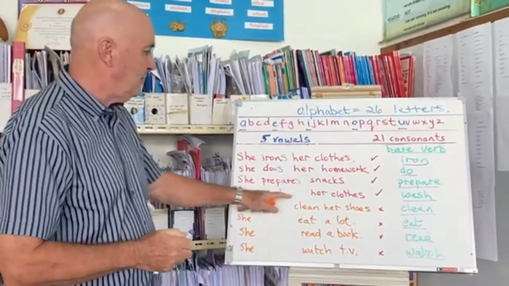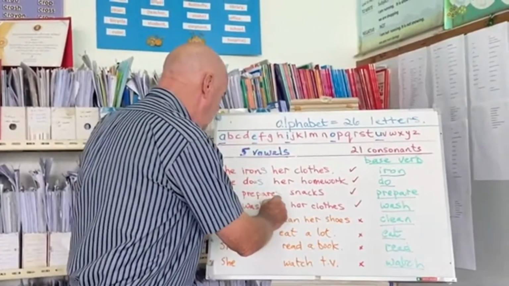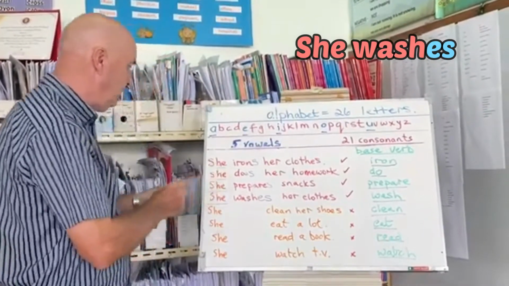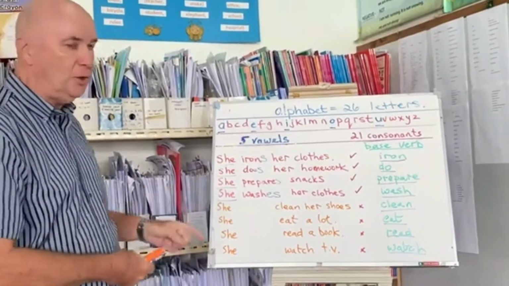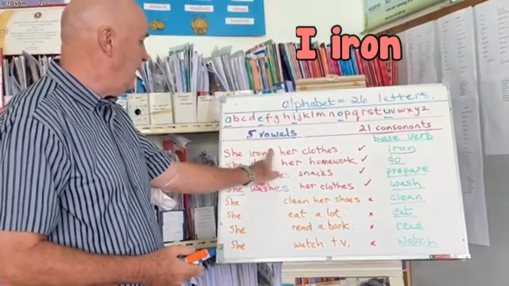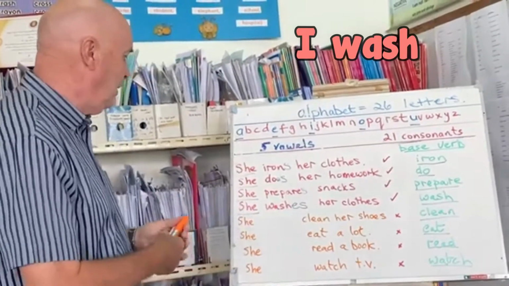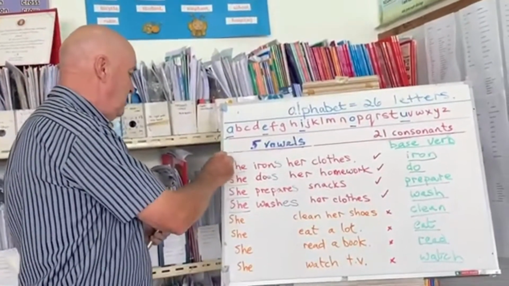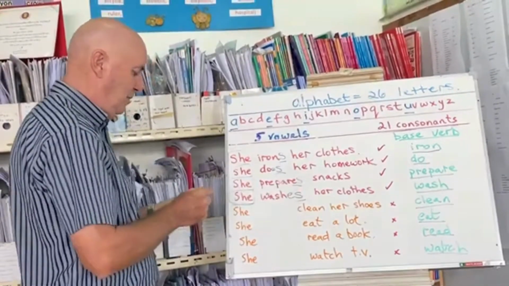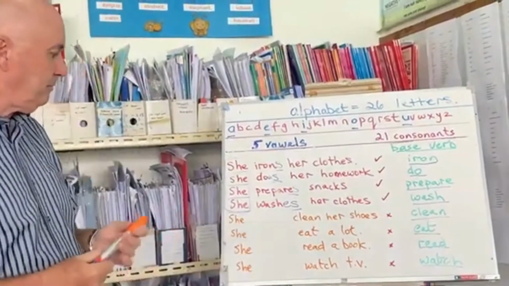And this one, number 4, our base verb is wash, so we have to change wash to washes because the subject is she. If the subject is I, or you, or we or they, it would be I iron, I do, I prepare, I wash. But because our subject is he or she, then we have to change our base verb. Okay? Now here, let's say no.